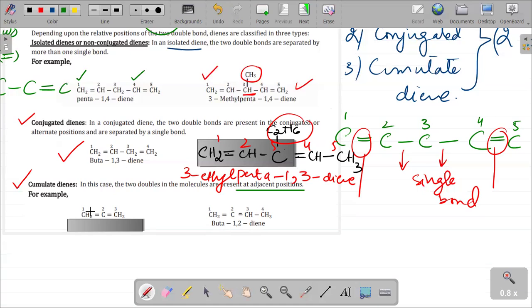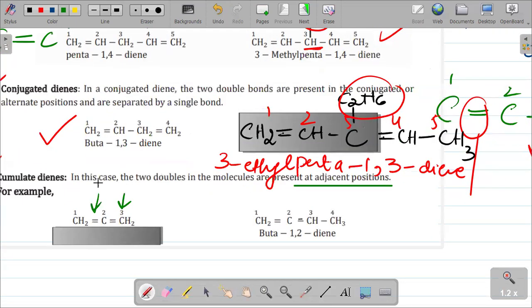Now we see that the double bonds are present at adjacent positions. Here a double bond is present, and at this position the double bond is also present. So the name of this compound is propa-1,2-diene, right? 1,2-diene.